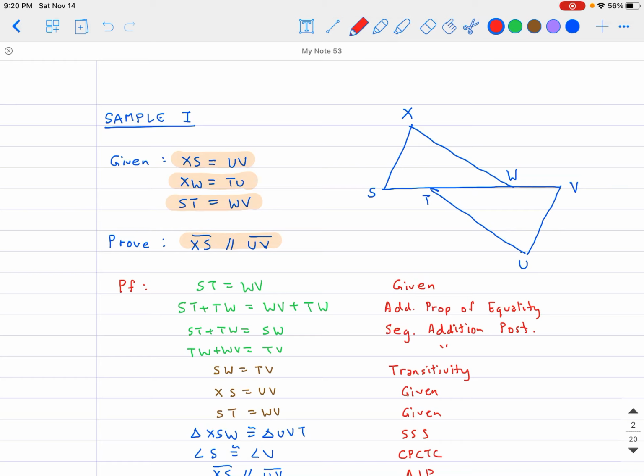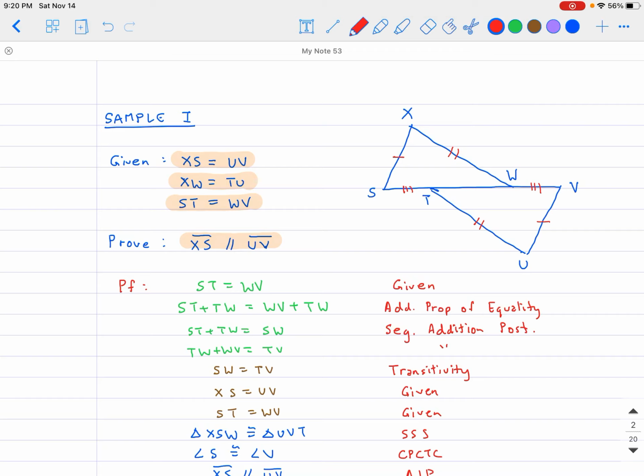Well, to draw in what I have right here, SX is equal to UV, so that means that these two are going to be congruent to each other. XW is going to be congruent to TU, so that means these two are congruent to each other. You can kind of see what's being formed here. We're trying to show that these two triangles are most likely congruent to each other. And finally, ST is going to be congruent to WV, which is over here. Now note that TV is not involved, so I'd like to get that in there somewhere.